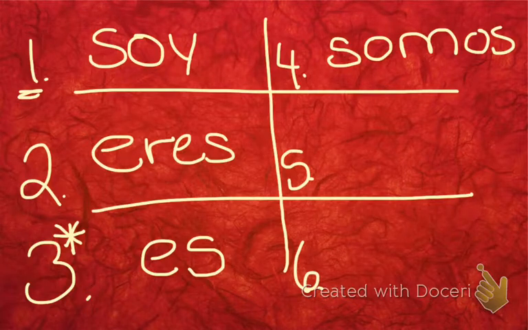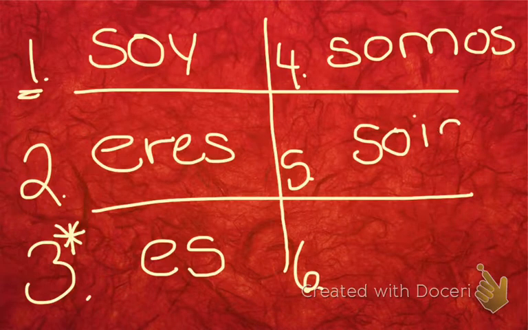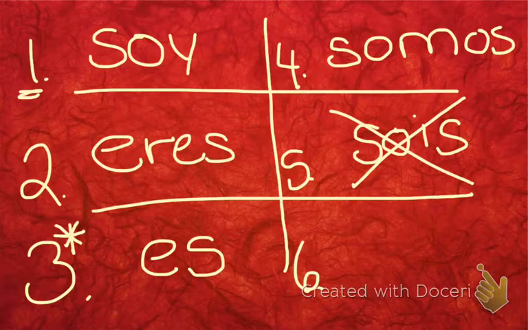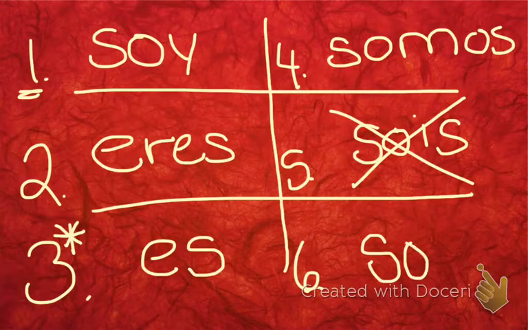Now our song doesn't fill it in, but this form, box number 5, is going to be sois. Remember, you're pretty much only going to hear that in Spain, so we sort of put an X over it to remind us that we're not going to worry about it that much. And then we're going to go down to box number 6, which is for ellos and ellas and ustedes. Our plural form is going to be son. So there you have your 4 forms of the verb ser.